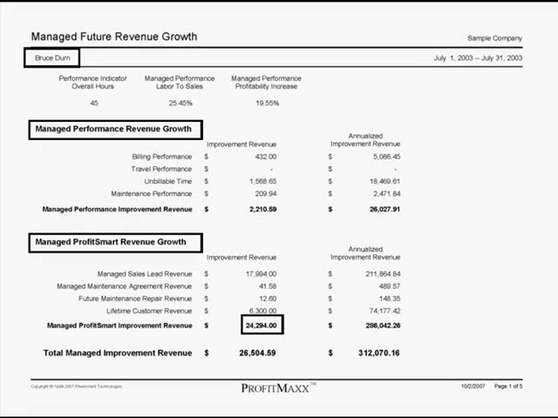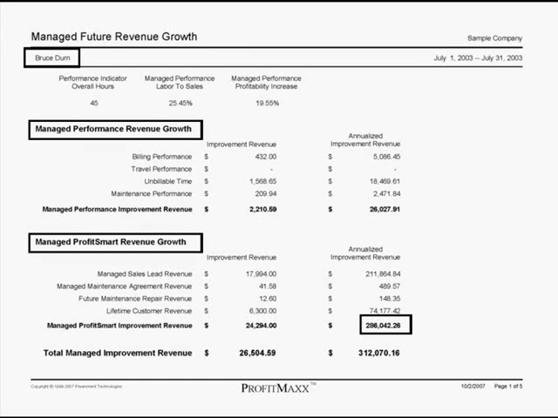Now, last in this section is the ProfitSmart improvement revenue. This is the total potential improvement revenue from all ProfitSmart areas had the technician performed to the goals and expectations in the ProfitSmart activities areas. For Bruce, this total is $24,294 for this month alone and $286,042 for the year.